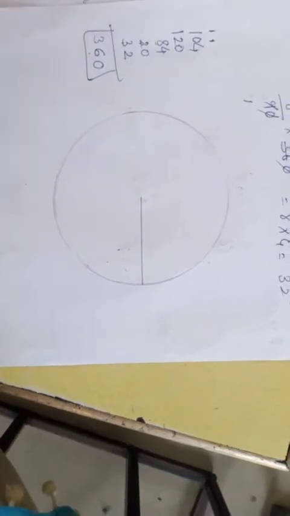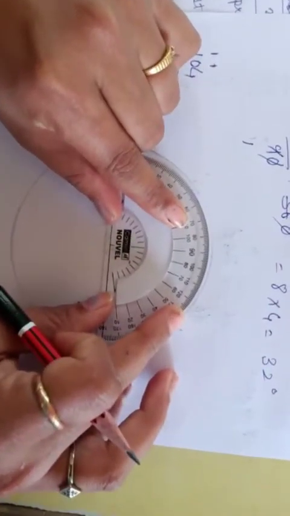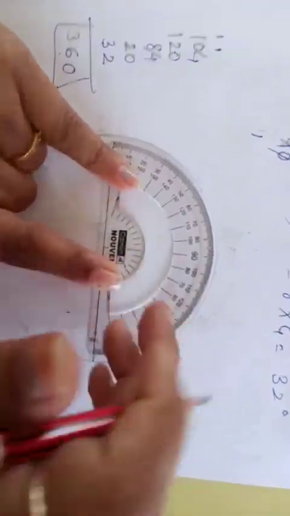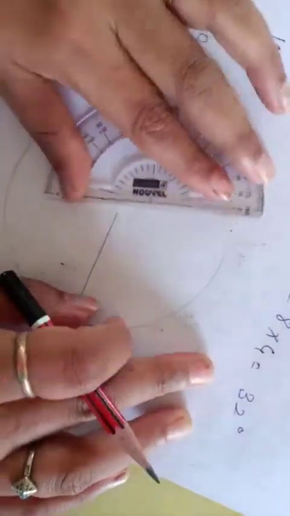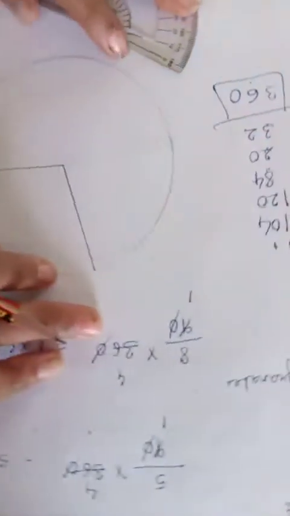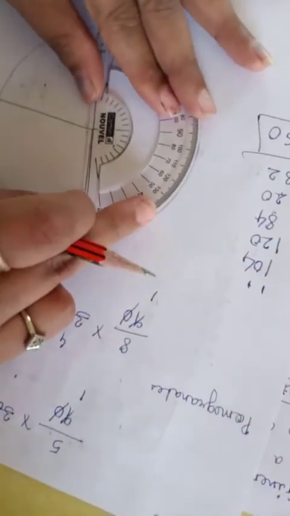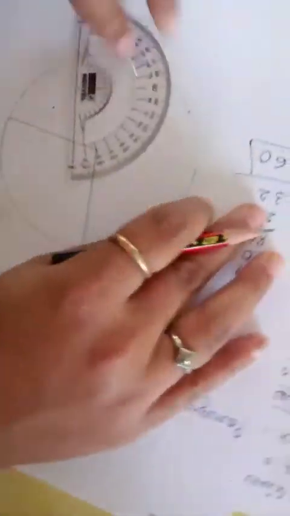Now we will be making the pie chart. Now making this as a center, we are marking 104. So making this as a center, we will be marking this. Here it's 104 degree. So we have made this 104. Then taking this as a center, we are making it 120. Here this is 120.